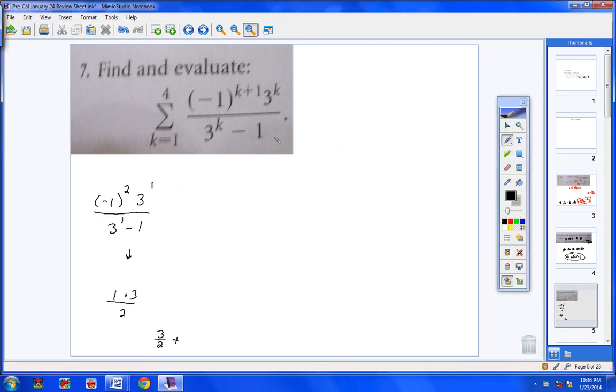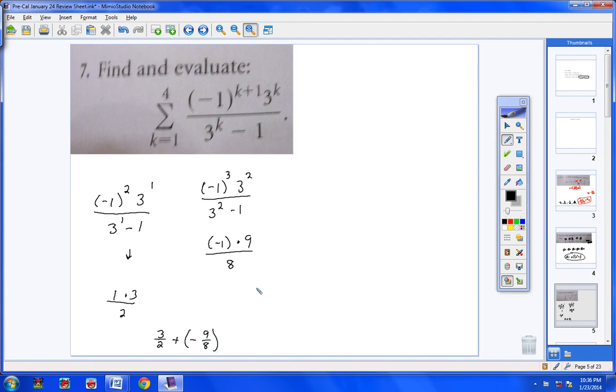So if we're going to put a 2 in, we would have negative 1, and then put a 2 here. 2 plus 1 is 3, and then a 3 to the second power all over 3 to the second power minus 1. So negative 1 to the third power is negative 1 times 3 squared is 9, and then 3 squared is 9 minus 1 is 8. So we end up with negative 9 over 8, or in other words, negative 9/8.